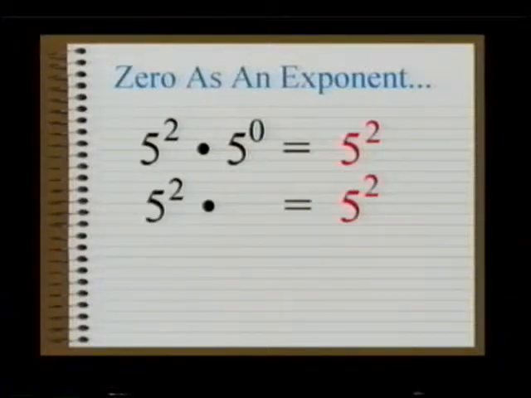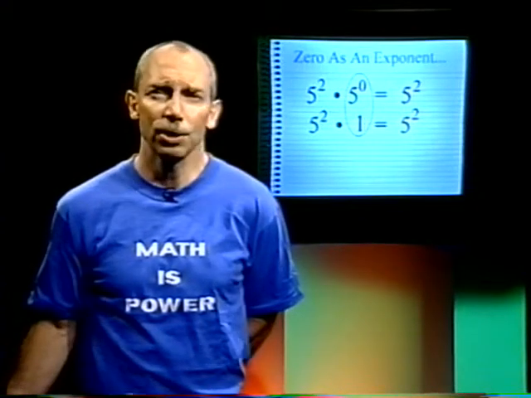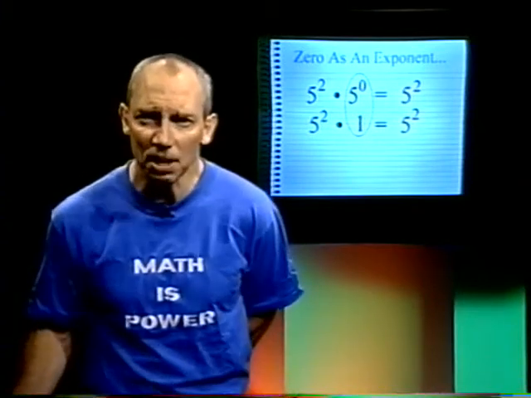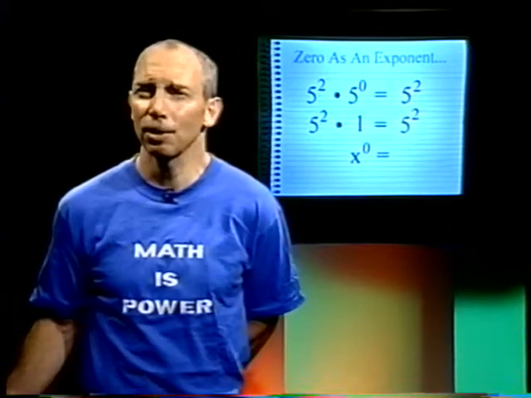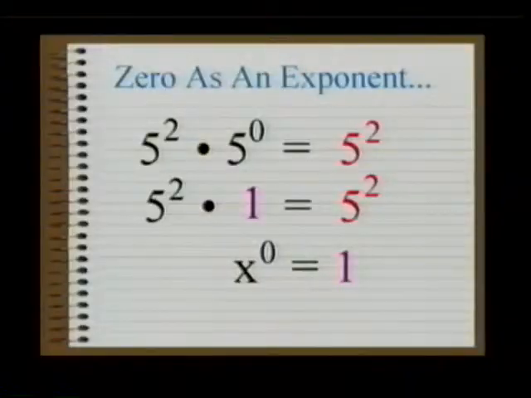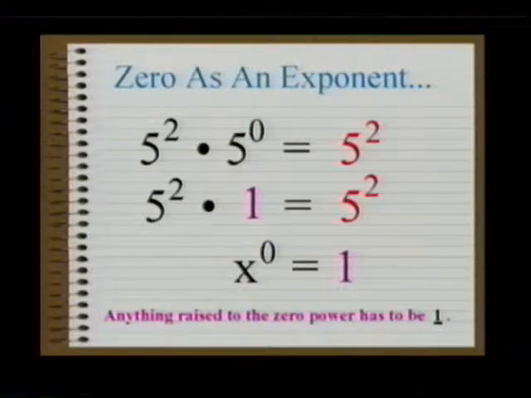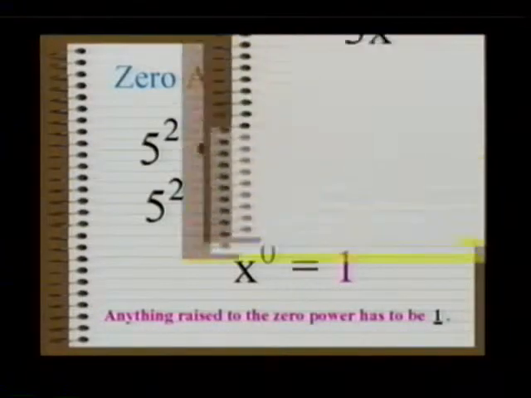Well, if that has to be true, what in the heck is 5 to the 0th? What would I multiply 5 to the 2nd by to get itself, 5 to the 2nd? Well, the only thing that I could put in that place is going to be 1. Think about it. So 5 to the 0th and 1 must be the same thing. And in fact, no matter what you put as the base, x to the 0, anything to the 0 power has got to be 1. So we'll need to remember that. If it's going to follow the rules of exponents, anything to the 0 has got to be 1.